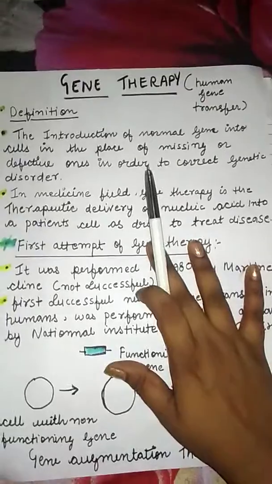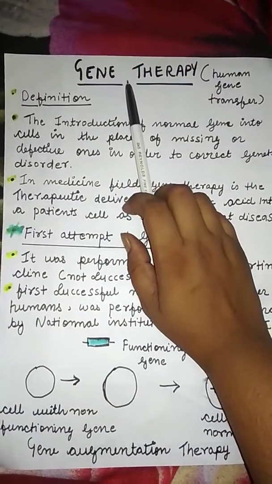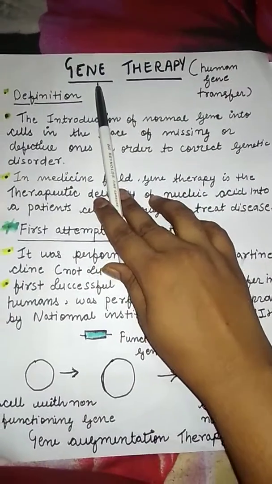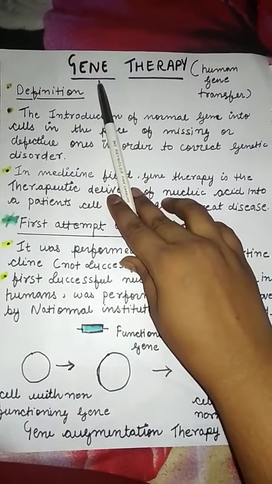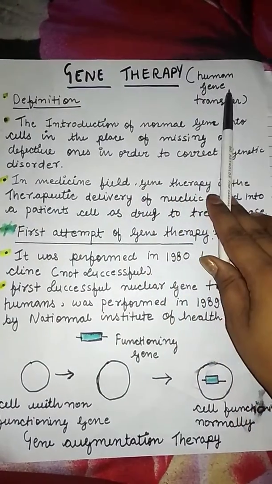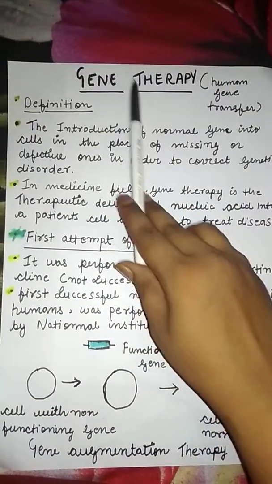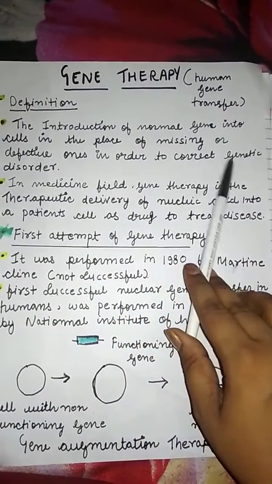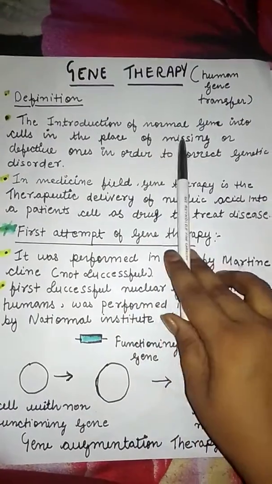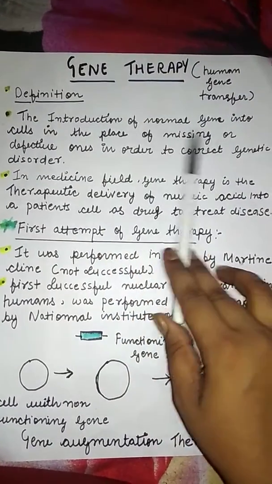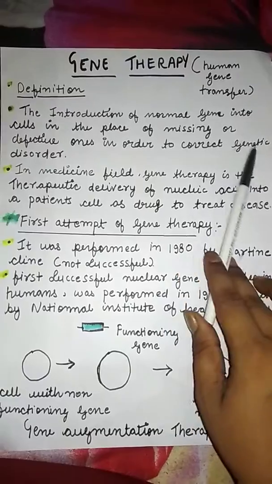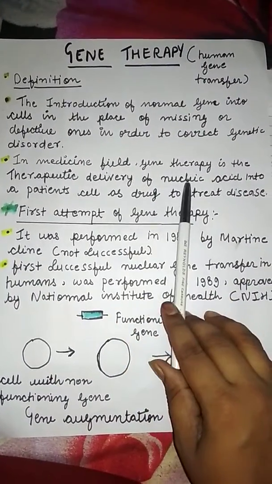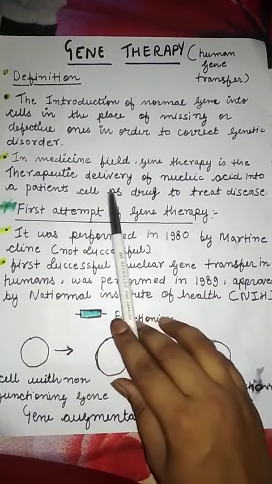Today we shall be discussing the application of biotechnology in the field of medicine. One of the most important applications of biotechnology in medicine is gene therapy, which is also known as human gene transfer. Gene therapy is the replacement of a faulty or missing gene in order to correct a genetic disorder. It is the introduction of a normal gene into cells in place of missing or defective ones. In medicine, gene therapy is the therapeutic delivery of nucleic acid into a patient's cells as a drug to treat diseases.